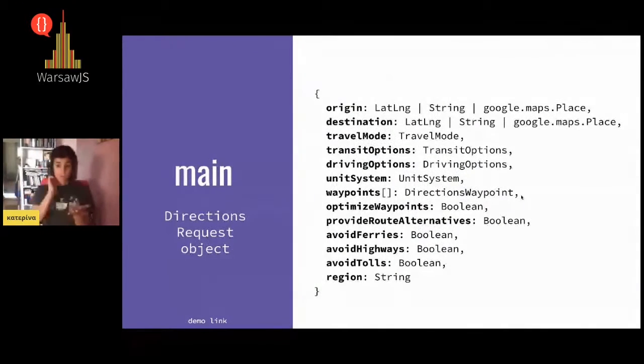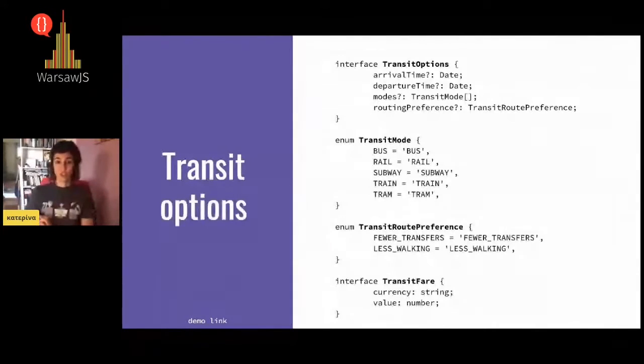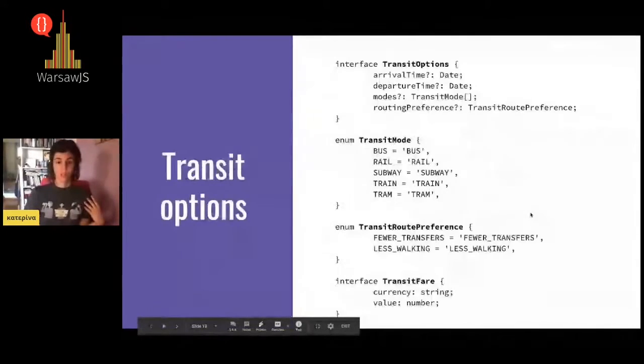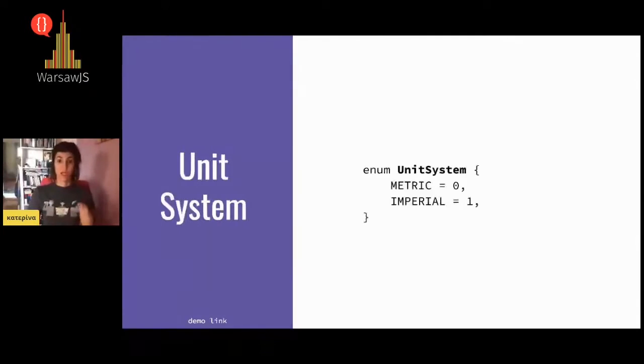So as you can see here, the Directions API exposes all the different modes that you can use from the actual application: the origin, destination, travel modes, etc. And it's very, very detailed. So it has enums and some interfaces you can use. You can also specify how you want to get back the transit fare, or all the transit options you need if you're walking, less walking, and also the driving options like departure time. And also you can choose the traffic model if you want the best guess, an optimistic or a pessimistic result, and also the unit system.